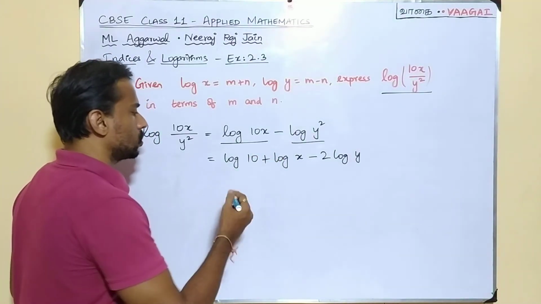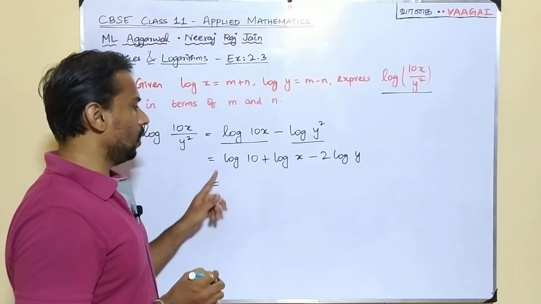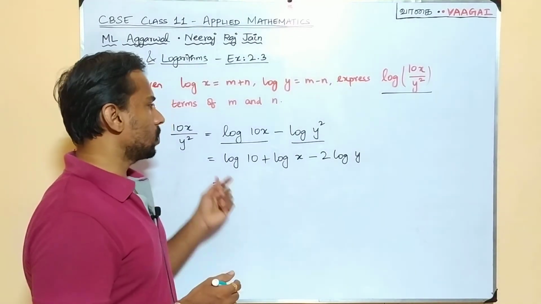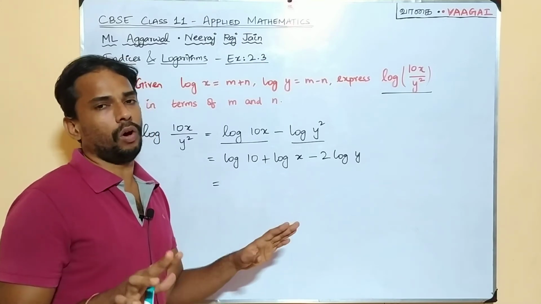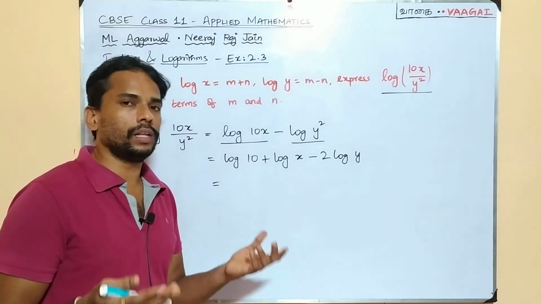Anyways, we'll continue now. So now continuing, we have log 10. What is log 10? Since all these logs are given in terms of simply log, they are all going to be common logarithm, and the base is going to be 10.